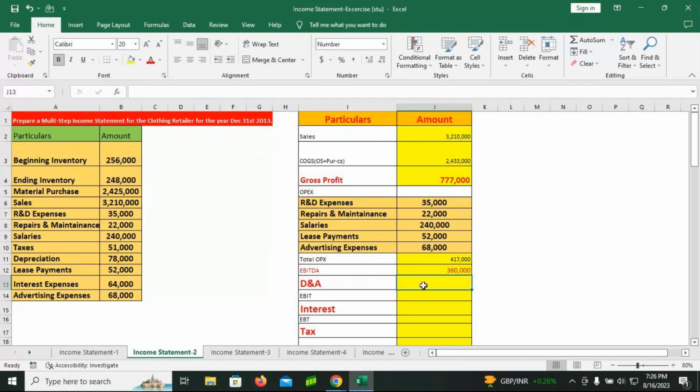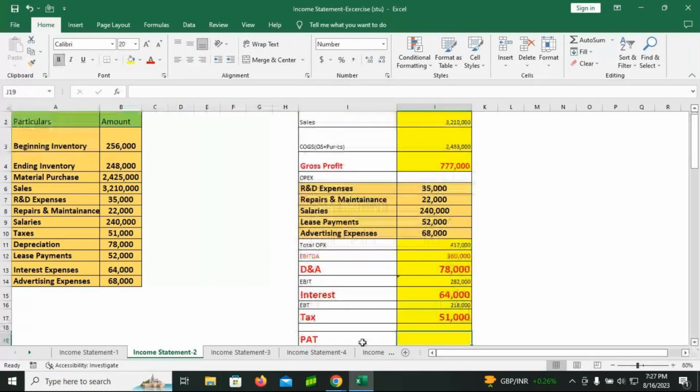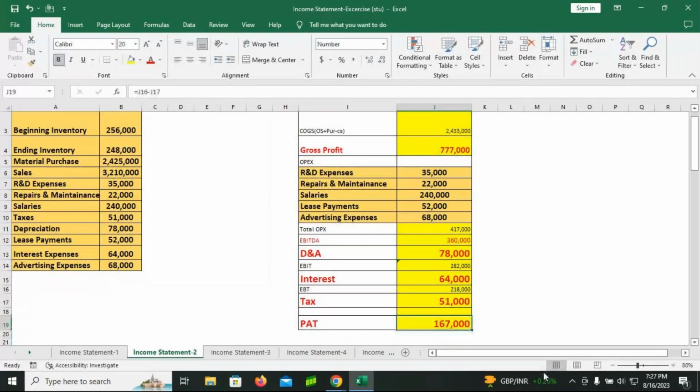Now depreciation and amortization, they are telling it is 78,000. So 3,60,000 minus 78,000. The interest amount they have given is 64,000. So EBT, earning before tax, is 2,82,000 minus 64,000. So this is 2,80,000, my earning before tax. Here tax is 51,000. So profit after tax is equal to EBT minus 51,000. This is my profit after tax. Have you people got this answer? 1,67,000.